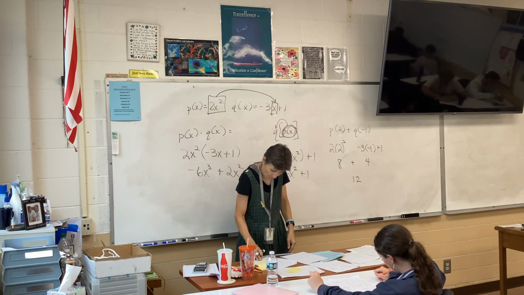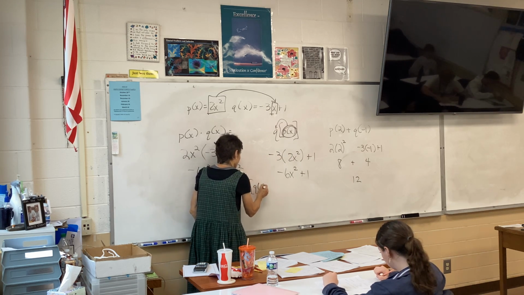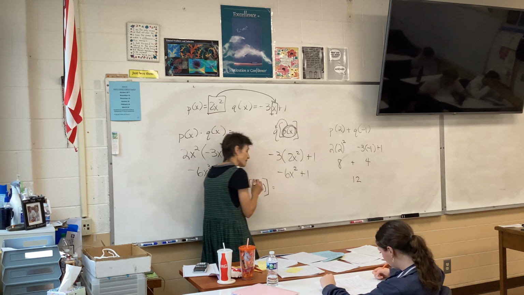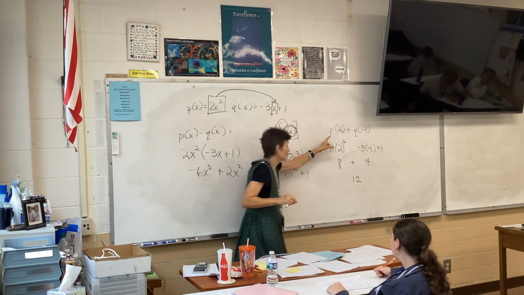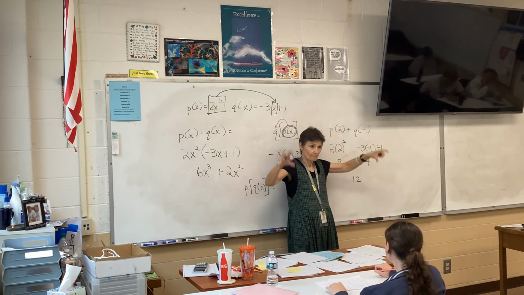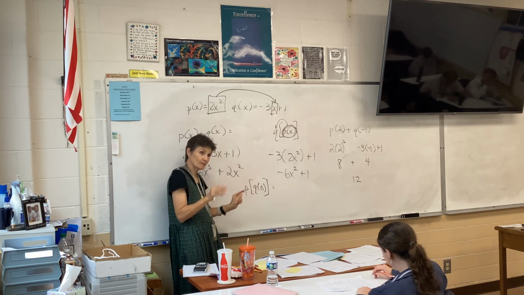Okay, one more. P of Q of 0. This is another 2-step problem, but it's not like this was 2 separate problems. This is not. This is one problem, but in 2 steps.